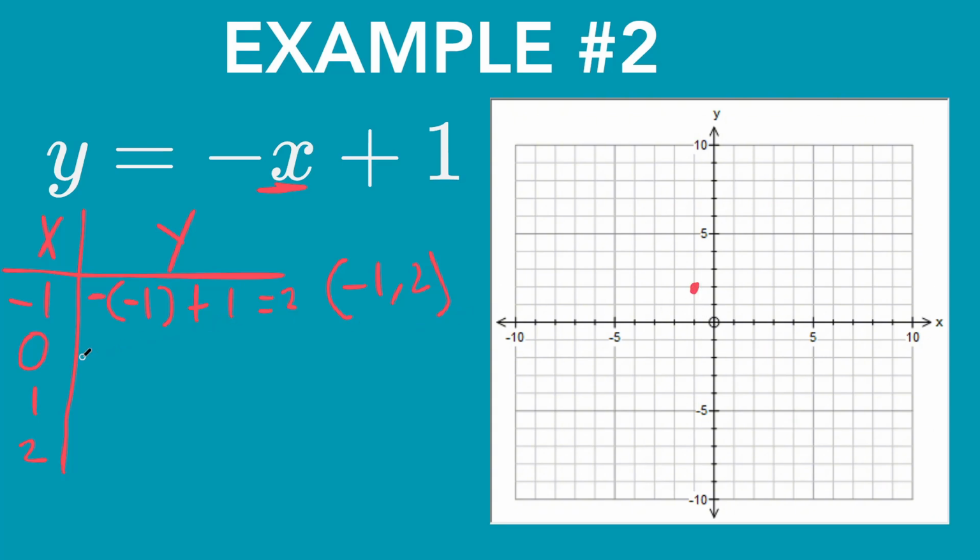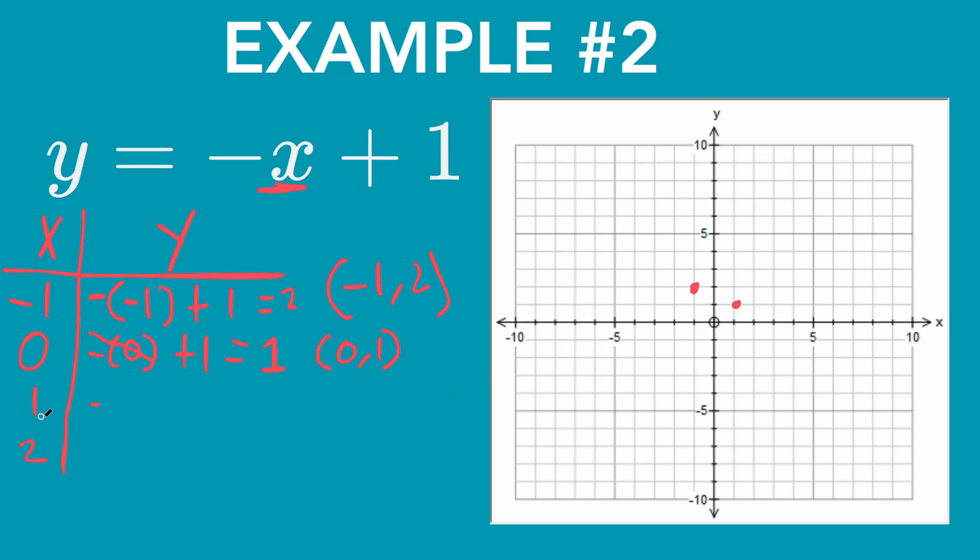Now let's do it with 0. So -0 plus 1 equals. 0 is going to cancel this out, so we're going to be left with 1. So our coordinate point is going to be 0, 1, which is going to be right over here.